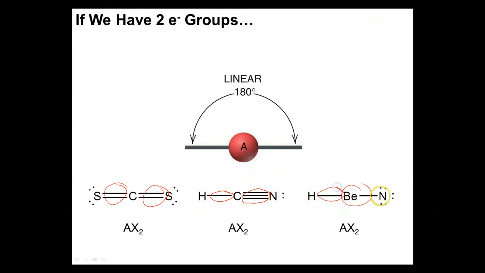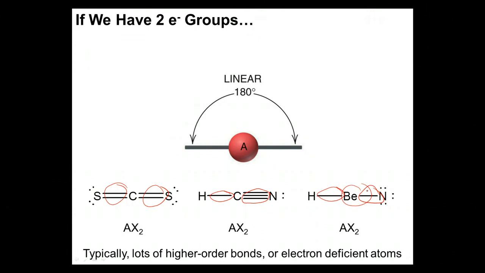And same thing over here. Beryllium to hydrogen, beryllium to nitrogen. All of those will be AX2 geometries. Now, this is going to be common when we have lots of high order bonds, like you see for the hydrogen cyanide, or for the leftmost case. On the far right, with beryllium, we have the case where we have the electron deficient atoms, and those ones are also allowed to have 2 electron groups.